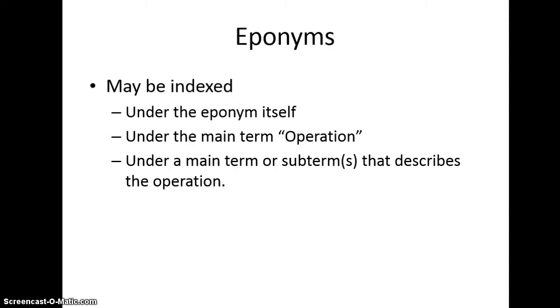Volume 3 uses a lot of eponyms. Surgical procedures are sometimes identified by the eponym, and it's usually in reference to, or to give credit to, the surgeon who developed the procedure. When there is no entry for the eponym, consider what that procedure really is and refer to the main term that describes the procedure. You may find the terms or the codes indexed under the eponym. You may need to refer to the main term operation and then look for the eponym as a subterm, or as a main term or subterm under the procedure that describes the operation.